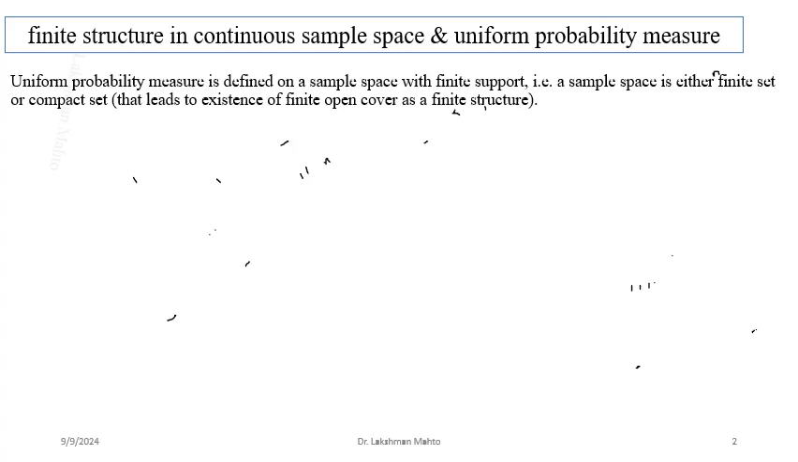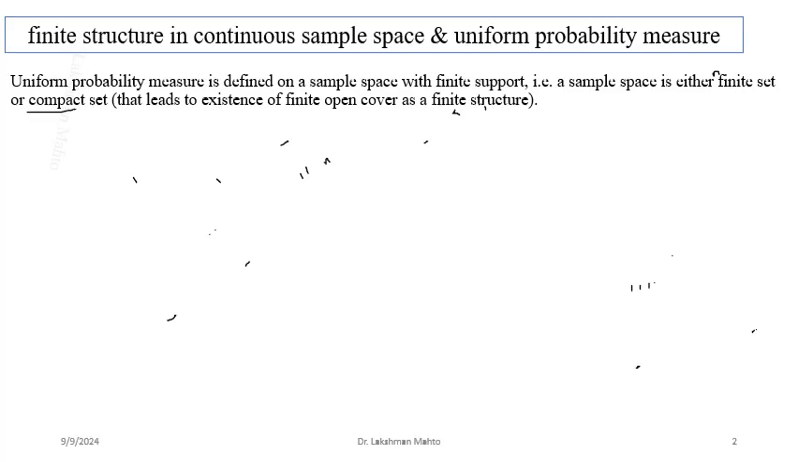Okay, fine. So, uniform probability measure is defined on a sample space with finite support. Finite support means that our sample space is a finite interval, that means a closed and bounded kind of interval. The sample space here would be either a finite set or a compact set. Compact means it is closed, that means it contains the endpoints of the interval and all the points between those endpoints, like a closed interval. Right now, for your understanding, call it a closed interval.